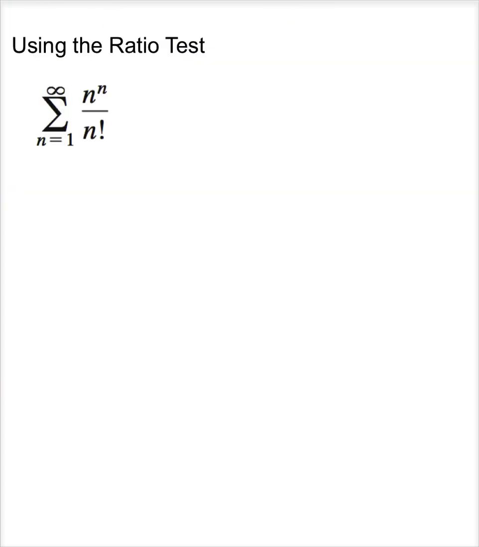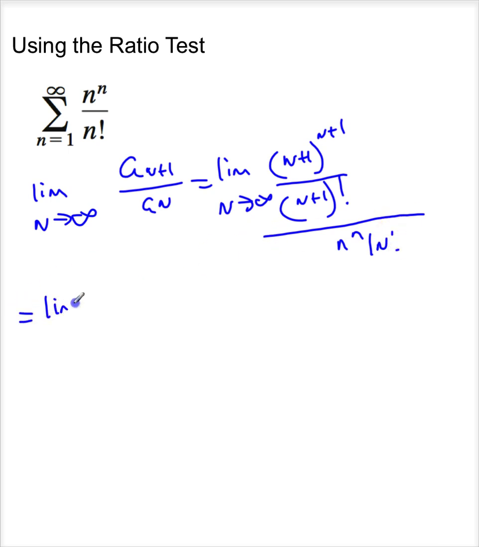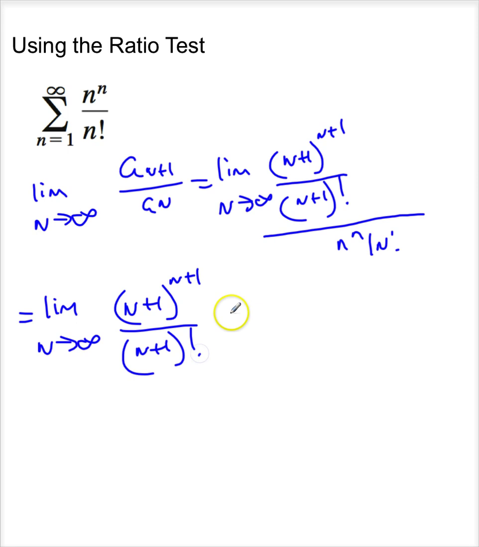Now they don't always converge. Let's look at the sum as n goes from 1 to infinity of n to the n divided by n factorial. So the limit as n approaches infinity of a sub n plus 1 divided by a sub n is the limit as n approaches infinity of n plus 1 to the n plus 1 divided by n plus 1 factorial divided by n to the n divided by n factorial. Now this is really ugly, I know it, so let's just rewrite it. The limit as n goes to infinity of, now let me write this as n plus 1 to the n plus 1 divided by n plus 1 factorial times n factorial divided by n to the n.